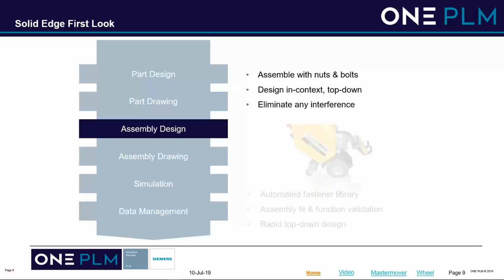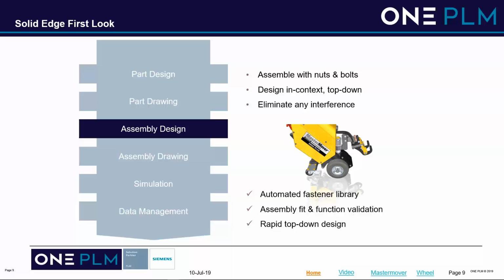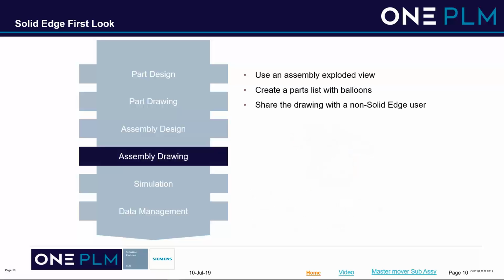Okay, so that was assembly design. We've automated the fastener library and assembly fit and function validation. We did that drag component, made that change, and then we've got that rapid top-down design. We just copied that caster from one side over to the other. Next we're going to look at assembly drawing. We're going to use an assembly exploded view and create a parts list with balloons. We're not going to do share drawing with a non-solid user, but this is really simple using the save option.